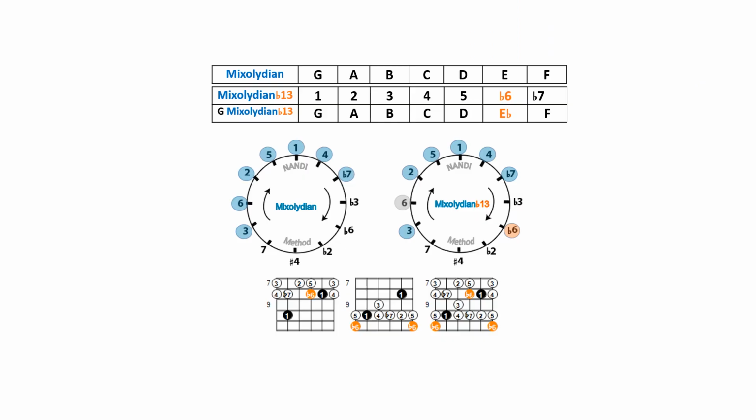Next is G Mixolydian flat 13, the fifth mode of C melodic minor, which has E flat as the only note outside C major.